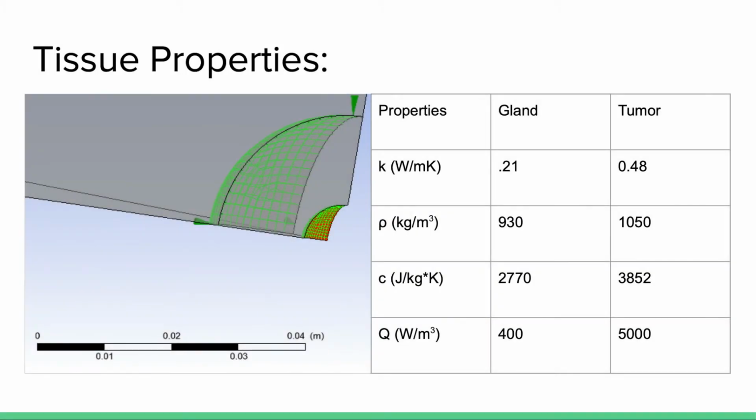Next, we created our materials. The materials that we researched were the gland tissue and the tumor tissue. This data was obtained from the NIH research lab. We did not research for the probe materials because we just set the probe to be -196 degrees Celsius. Therefore, we didn't need to look for properties of these.